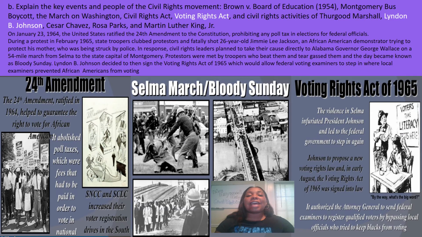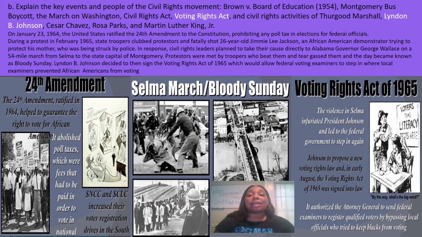Before the Civil Rights Act was signed, the 24th Amendment was ratified into the Constitution on January 23, 1964. This prohibited any poll taxes in elections of federal officials. The southern states were not abiding by this, however, and they were still upholding the Jim Crow laws.